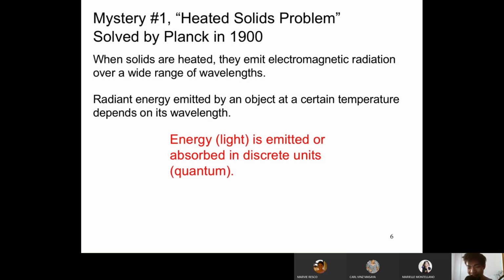They thought before that those were different things. So they were puzzled. They said, when solids are heated, they emit electromagnetic radiation over a wide range of wavelengths. So that was their question. Why is it that when you heat an iron, it glows? So how come there is electromagnetic radiation from the atoms? Okay, so that's the first question.